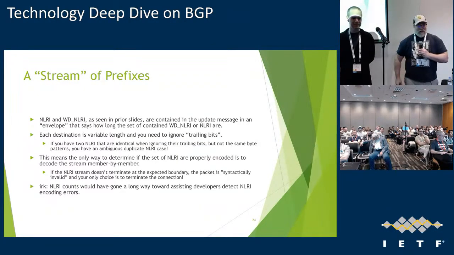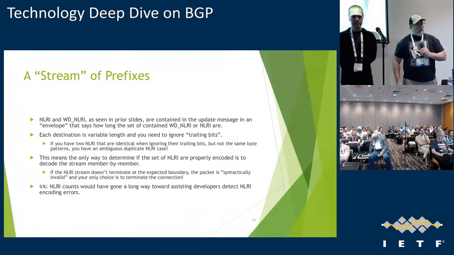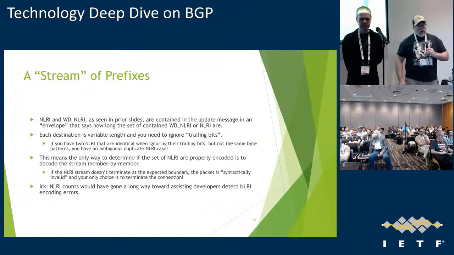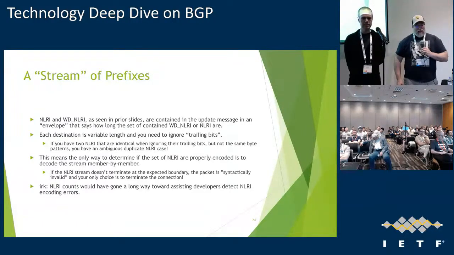One of the interesting irks about prefixes encoded in BGP is that effectively it's a stream of these things. They're not separated individually by separate TLVs. They all appear just back to back. And as we talked about, you need to ignore the trailing bits. This means that we have ambiguities, and these ambiguities can bite us at various points. If you have two byte patterns that have the same destination if you ignore the trailing bits, but different bit patterns, the spec doesn't really give you a lot of guidance as to what to do about that.